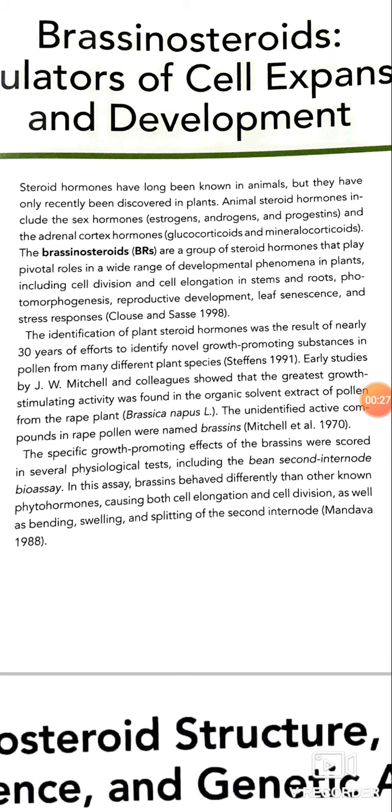Animal steroid hormones include the sex hormones like estrogens, androgens, and progestins, and the adrenal cortex hormones like glucocorticoids, mineralocorticoids, etc. The brassinosteroids are a group of steroid hormones that play a vital role in a wide range of developmental phenomena in plants, including cell division and cell elongation in stems and roots, photomorphogenesis, reproductive development, leaf senescence, and stress responses.